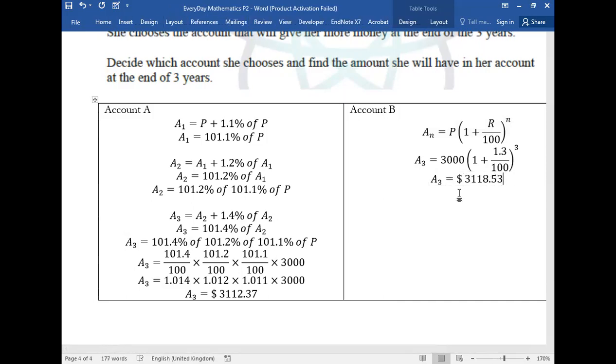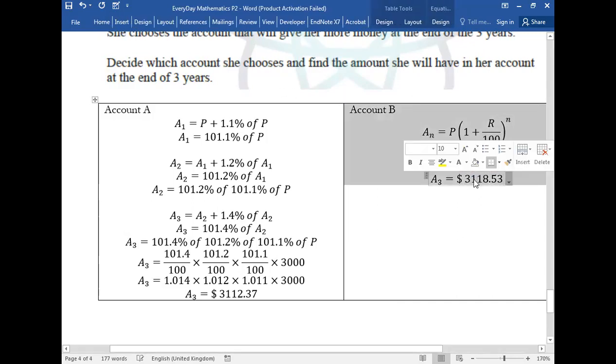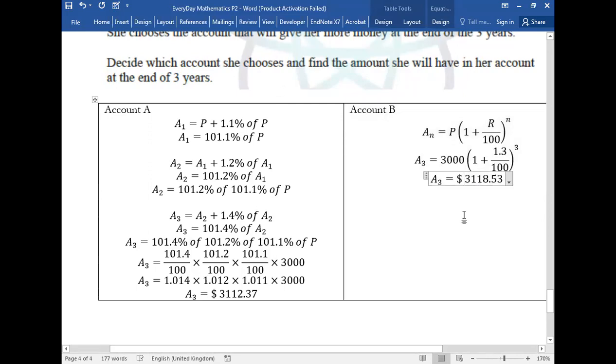So decide which account she chooses and find the amount she will have in her account at the end of 3 years. So which account should she choose? Account A or B? Account B, and the amount that she will have is this. Is this clear, class? One more question.